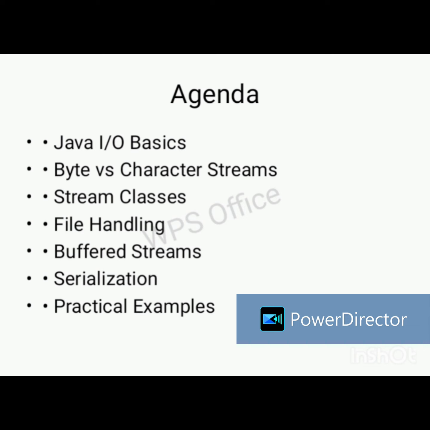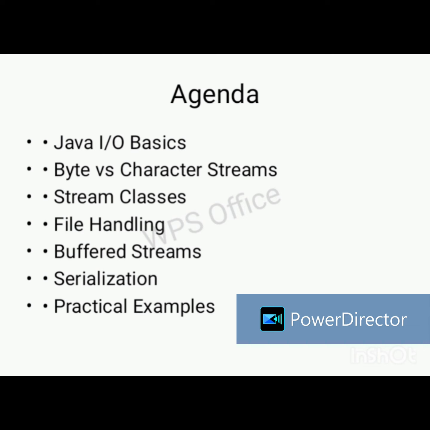First one, Java input and output basics. We will start with a high level overview of what input and output mean in the Java programming context. Second one, byte versus character streams. Understanding the difference between those two types of data streams is fundamental. We will look into the core classes that support each and the types of data they are best suited for.